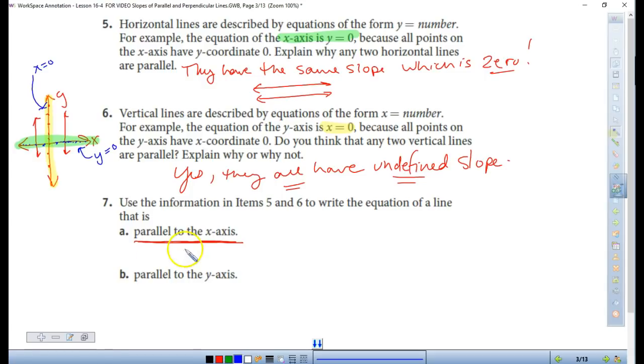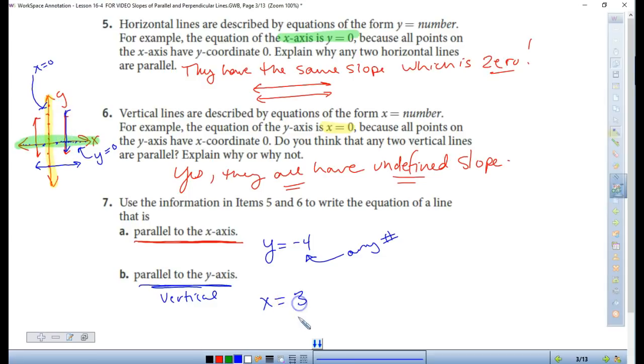So parallel to the x-axis would be something like this. Maybe it would be y equals a number. Maybe that number might be negative 4. Any number here would be fine, but negative 4 is the one I drew. And parallel to the y-axis, which would be vertical, would be x equals, like this one I drew here. Maybe it's x equals 3, but it could be x equals any number. It just has to be a vertical line.